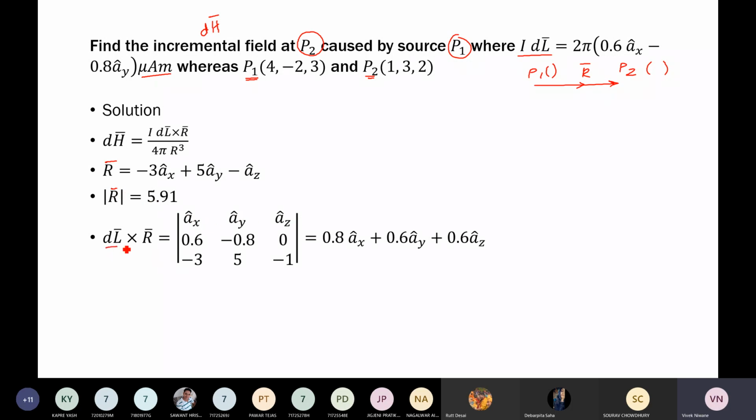Okay, DL bar, यहाँ पे दिया हुआ है आपको IDL bar is equal to. So I can say that okay, this quantity is scalar and the vector quantity, we will take the vector quantity. So 0.6 is a coefficient of ax, minus 0.8 is a coefficient of ay, and for az we have coefficient 0. For r bar, what is the coefficient of ax cap? Minus 3. What is the coefficient of ay cap? 5. What is the coefficient of az cap? Minus 1.